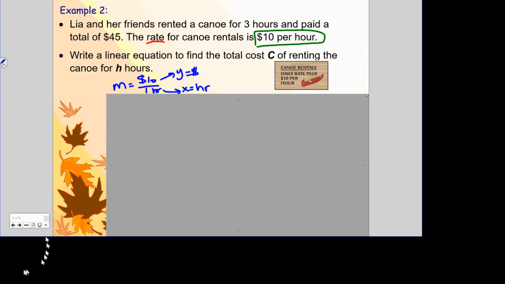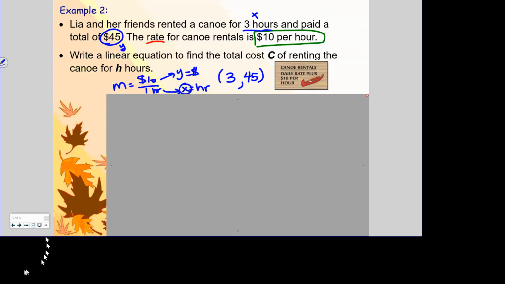Next, we read, well, actually, if we back up, we can see that for 3 hours, they paid a total of $45. These two pieces of information come together to create a data point in this set of potential values that we could find for multiple different hours you could rent the canoe for. So we're actually given a point, and when you're setting up your point, if you have used your slope properly, you can see the hours should be X because we saw that in our slope. And the total of $45 is our Y because Y's variable was money. So I'd write this as 3, 45.